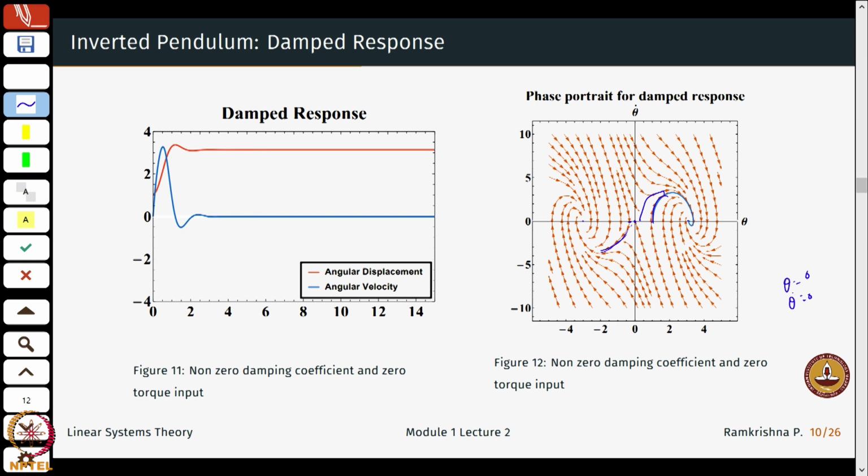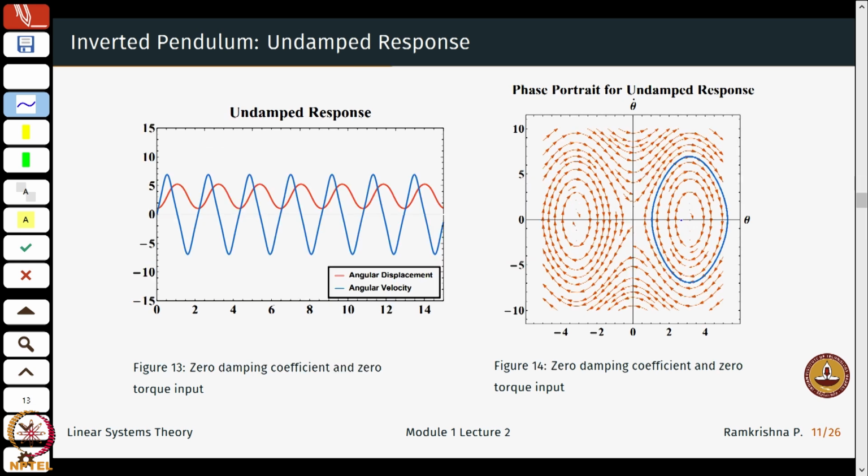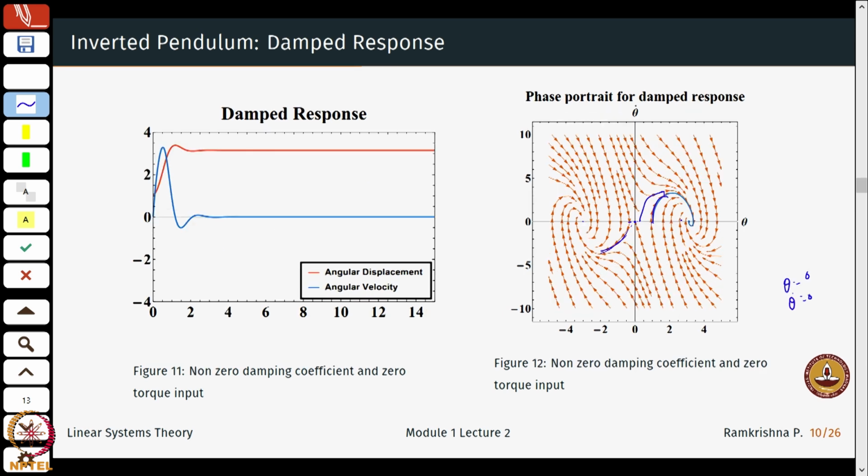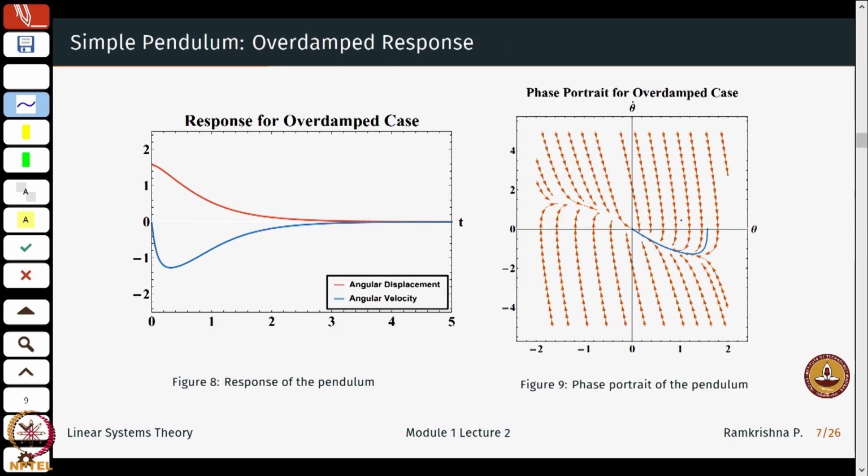So if I take a damped response of the system, this is how it looks. If I am at the origin, I will always be at the origin. If I slightly perturb, then my trajectories would diverge from the origin.